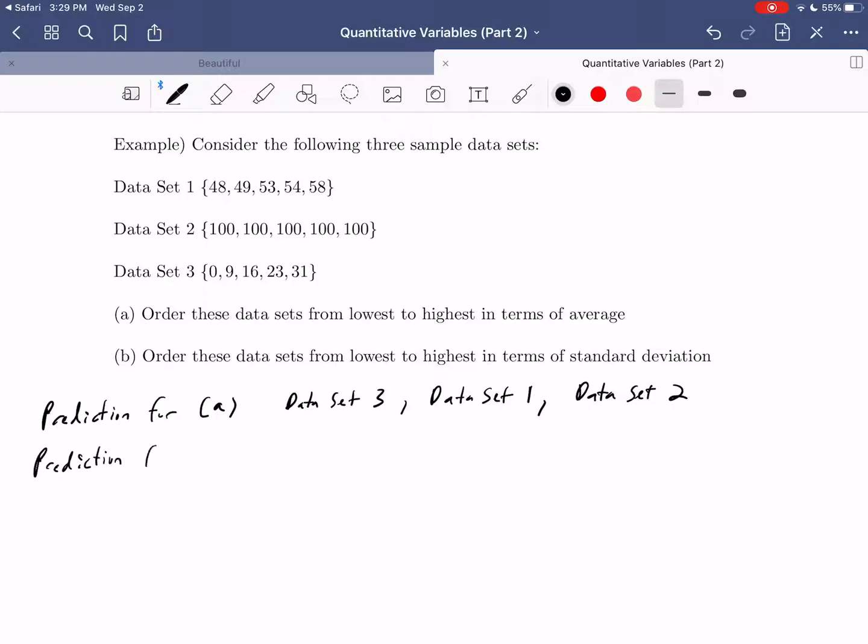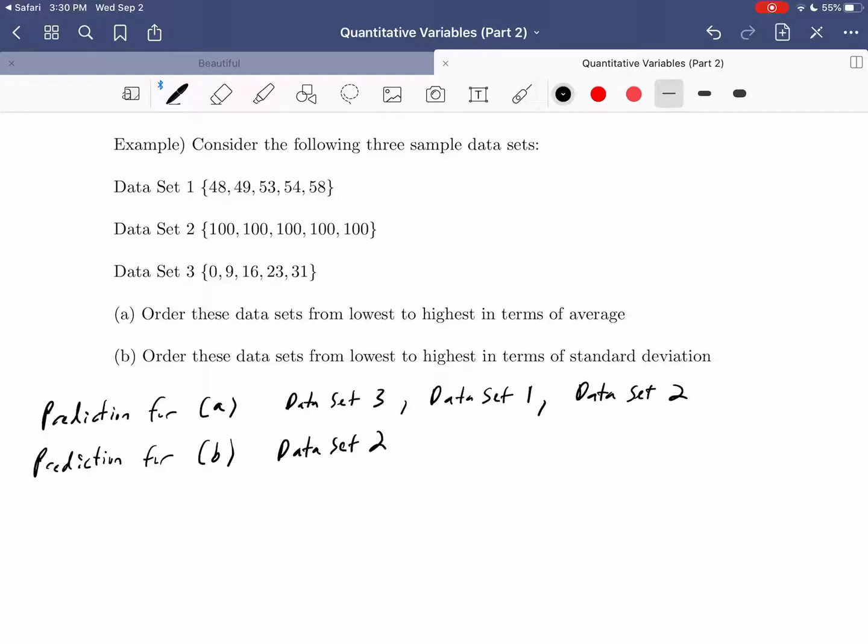For the prediction for B, remember, we're again going from low to high in terms of standard deviation. What does standard deviation measure? It measures how spread out your data is. A small standard deviation means the data really isn't spread out, and a large standard deviation means that it is very spread out. So which of these has the least spread out data? It should be very clear that data set 2 doesn't really have any variation. So we should certainly expect that data set 2 has the smallest standard deviation.